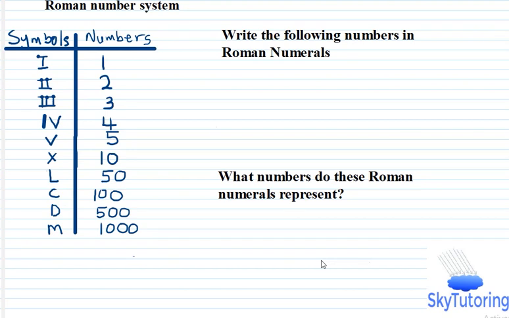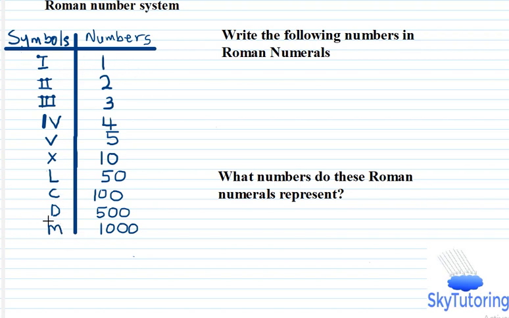In this video, we will be looking at the Roman number system. Now, there are 7 alphabets in the Roman system. The Roman system uses capital letters. So we have I, V, X, L, C, D, and M.